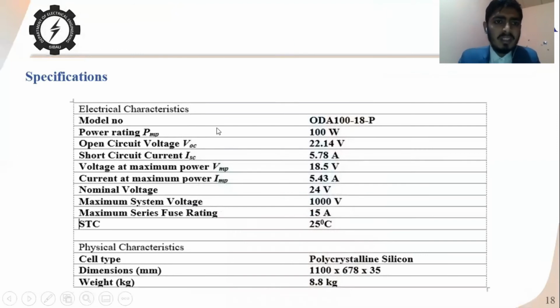These are the specifications for the panel we have used in our project. We are working basically on the open circuit voltage. The maximum open circuit voltage is 22.14, the short circuit current is 5.78, and the STC is 25 degrees centigrade. The cell type we have used in our project is polycrystalline silicon.